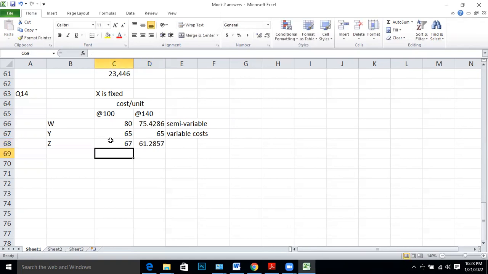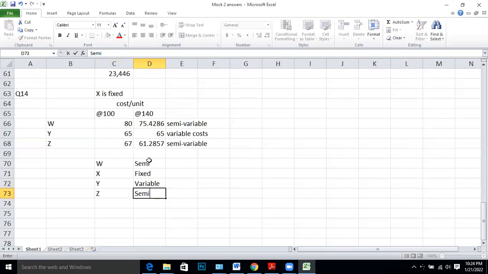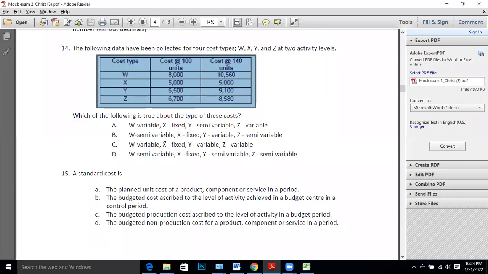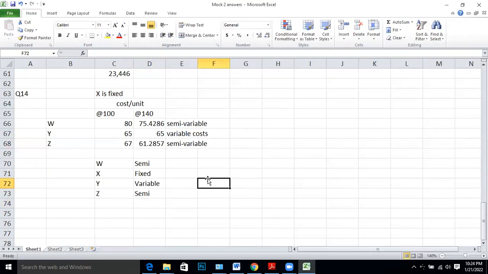6,780. See, figures are different, unit cost is different, so it's not fixed, it's not variable, it's semi-variable though. So the answer is W, X, Y, and Z. W is semi-variable, X is fixed, Y is variable, Z is semi again. Semi, fixed, variable, semi. See, option B is right in this case. Option B.